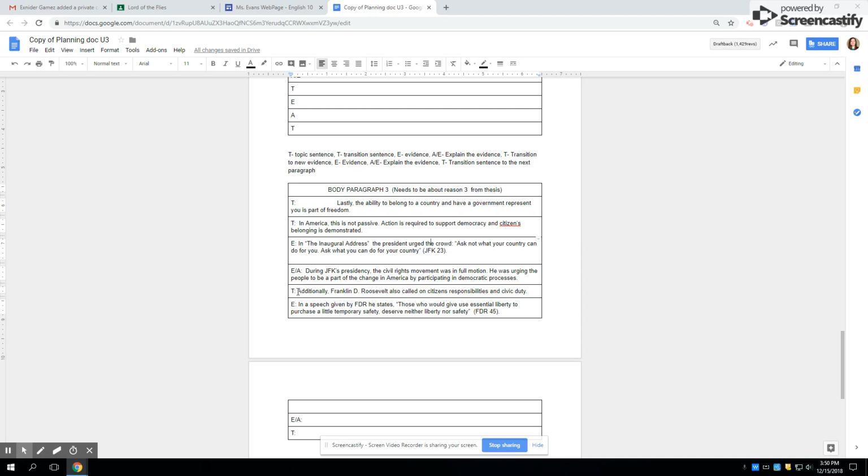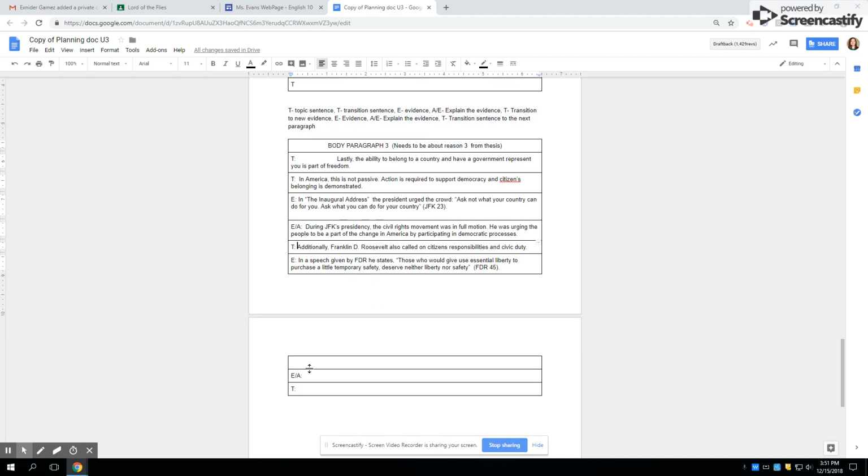Next, we have another transition. The purpose of this transition is to move from this elaboration into the new piece of evidence we're going to give. Additionally, Franklin D. Roosevelt also called on citizens' responsibilities and civic duty. In a speech given by FDR, he states, "Those who would give up essential liberty to purchase a little temporary safety deserve neither liberty nor safety." (FDR 45). The next sentence would be an elaboration or an explanation of why this was important, why this is going to help inform our reader about our topic sentence.